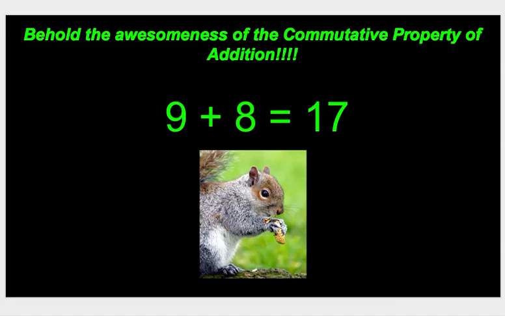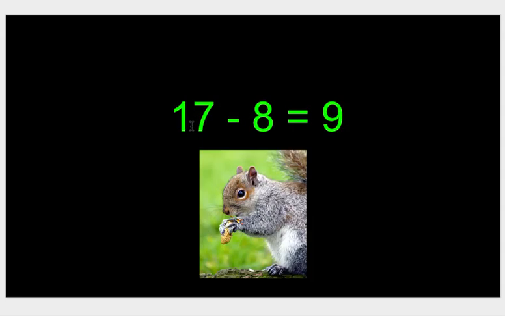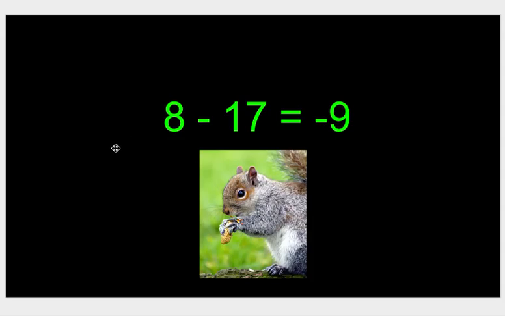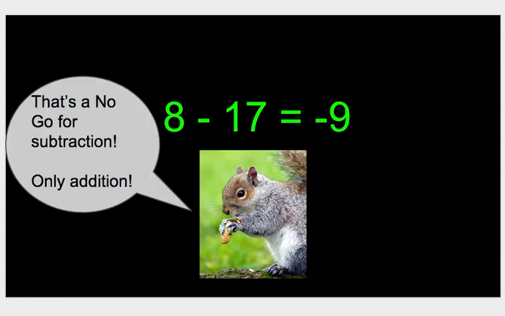That is something that is really cool about math. However, I caution you here because that's pretty much where it stops. If we look at a subtraction problem, for example, 17 minus 8 is equal to 9, Mr. Nutty's going to help us out again. If we turn the numbers around, we find that 8 minus 17 is not equal to 9. Now it's equal to negative 9. So the turnaround rule is a no-go when it comes to subtraction. You can only use it for addition.